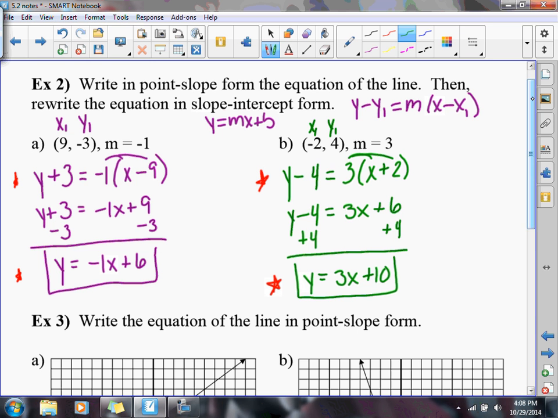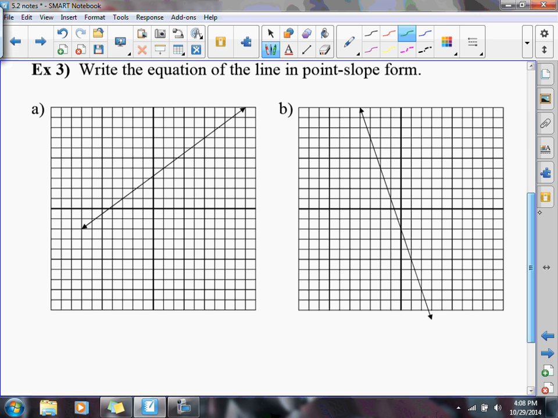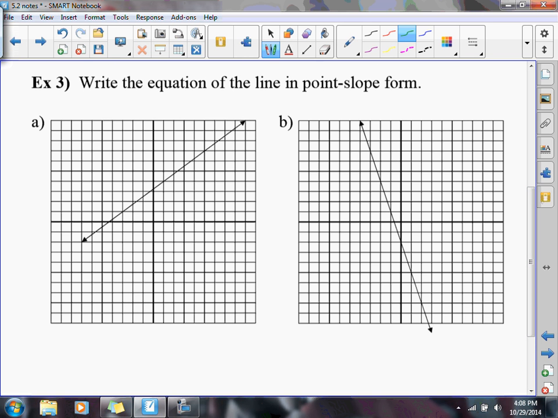Okay? Now for example 3, we're still going to write the equation of the line in point-slope form, like we did in example 1 and in example 2, except I have to find the point and the slope from the graph. So I need to find at least one point. I mean, I really need 2 so I can find my slope, but I need at least one nice point on the graph somewhere that the line's going to go through. And then I need another one so that I can count my rise over my run.